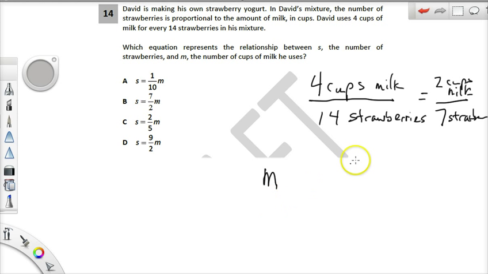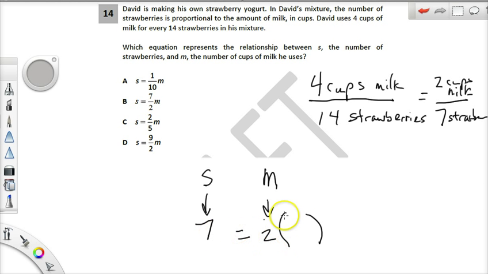If I think of it like this, let's say the number of cups of milk is 2. You're going to need 7 strawberries over here to keep this proportional. Here's our strawberries. So you have to figure out what you can multiply 2 by to get 7. What's the factor you can multiply 2 by to get 7? So there's some factor in here.